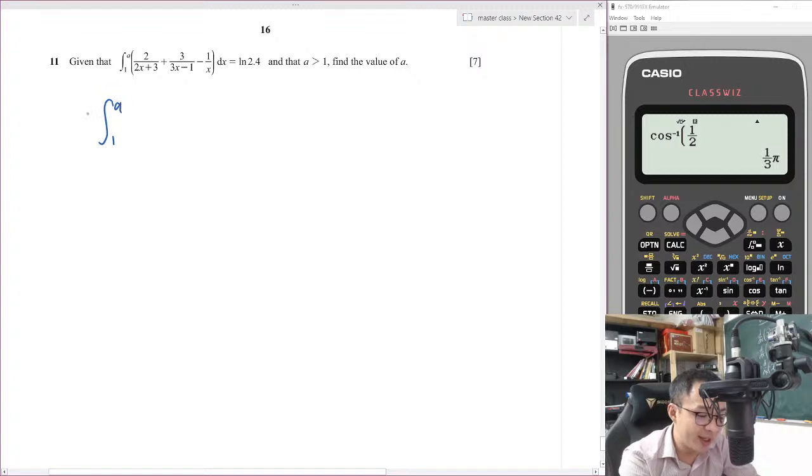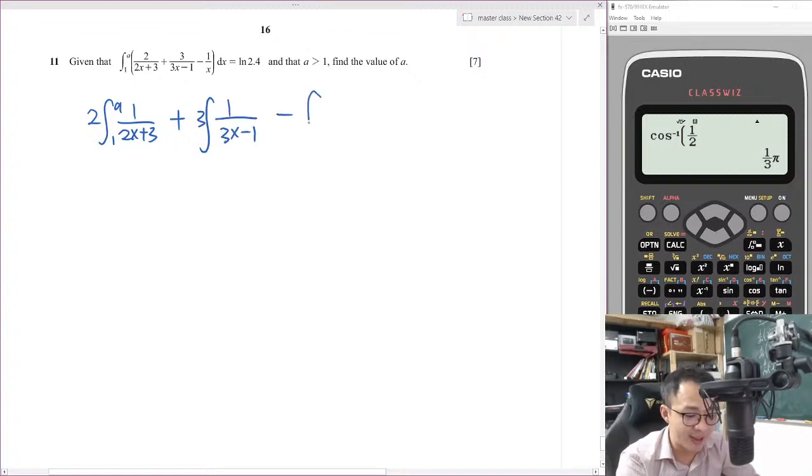Okay, this is 1 to a. I take the 2 out. This is 1 over 2x plus 3. Plus, I take the 3 out for the second fraction. This is 3x minus 1. And then minus, this is 1 over x. Of course, I should have the dx for every single one. Okay, equals ln 2.4. Alright, so 2.4 is not 2 minus 4, it's 2.4.